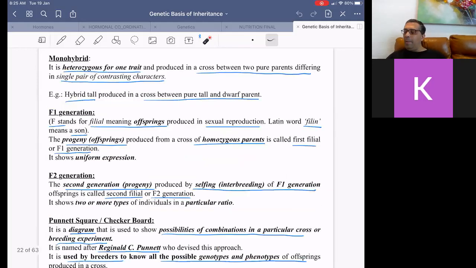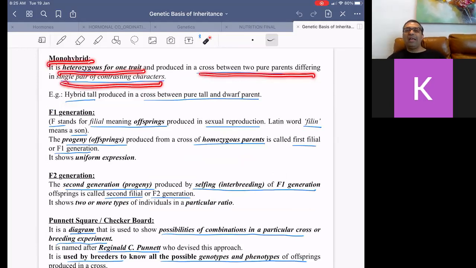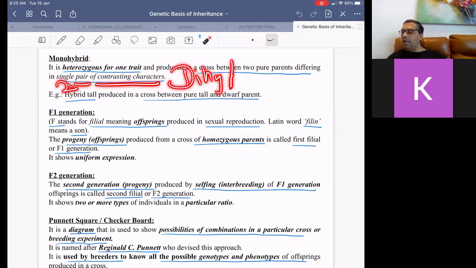And then we have monohybrid, when heterozygous for one trait is considered and a cross between two parents differing in a single pair of contrasting characters is done, that is called monohybrid. Heterozygous for one trait only, tall and dwarf. Suppose it is heterozygous for two traits and a cross is done between two parents differing in two pairs of contrasting characters, then that is called dihybrid. And suppose it is three traits, then it is called trihybrid.